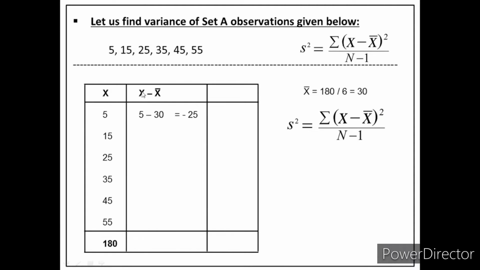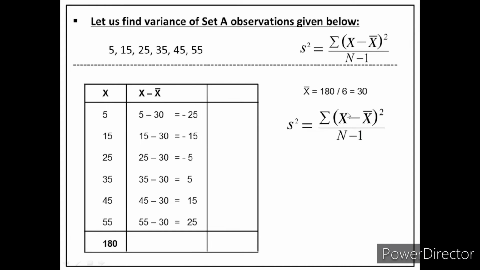Similarly, we will calculate the value of x minus x bar for the other values of the series. In the next cell of the second column we will write 15 minus 30, so that will be equal to minus 15. Then in the third cell we will write 25 minus the mean 30, so the value will be minus 5. Similarly, we will get 5, 15 and 25 as the values of x minus x bar for the last cells. So we have calculated this value of the formula. This value of n we know is 6.